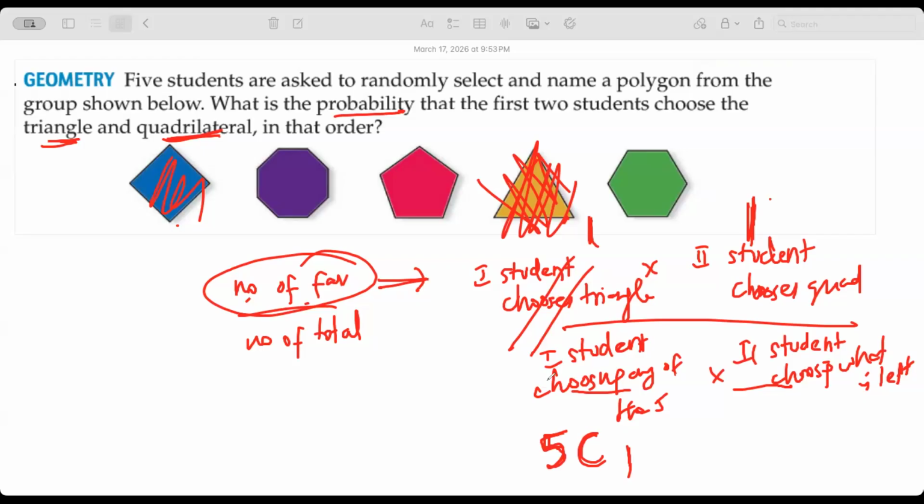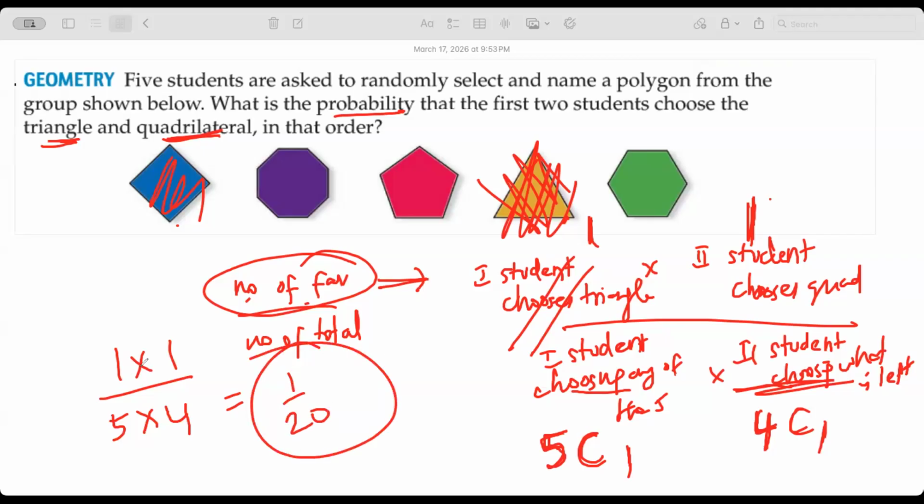Just 5? Yep, 5. The second student choosing. See, the thing is, a second student can choose anything, right? Four objects are there. He has to choose 1. Make sense? So what is it? 1 times 1 divided by 5 times 4. 1 by 20.